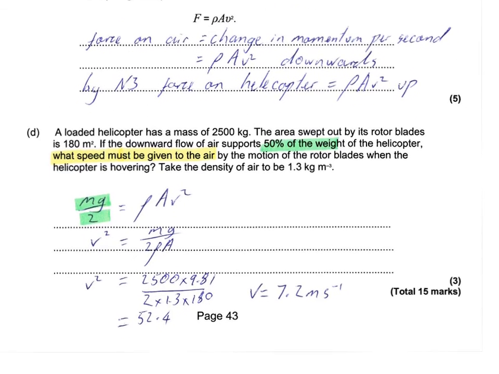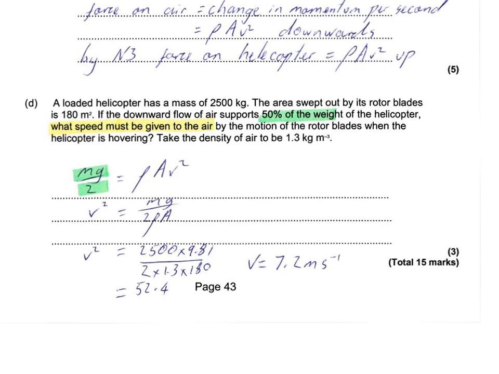In part D, we're simply using that with some data that we're given. We're told a loaded helicopter has a mass of 2,500 kilograms. The area swept out by the rotor blades is 180 meters squared, and that flow of air supports half of the weight. What speed must be given to the air by the motion of the rotor blades when the helicopter is hovering? So the point is, when it's hovering, half of the weight is being supported by that, or if you prefer, the weight must be twice that.